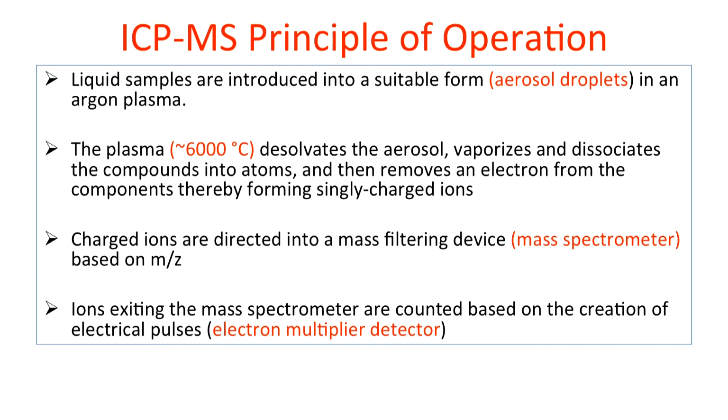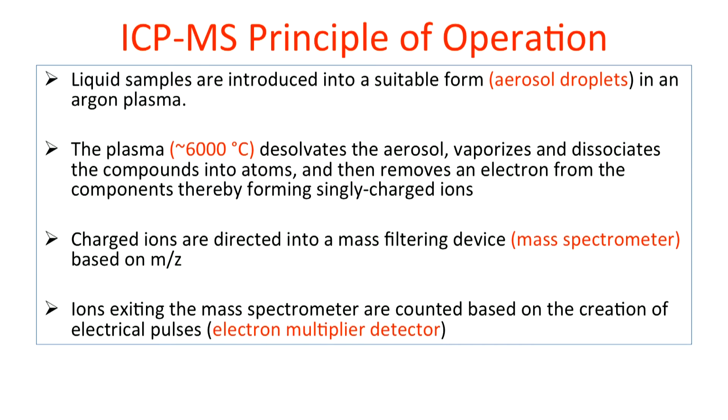So this is the basic principle of operation of the ICPMS. First, your liquid sample, usually aqueous, is introduced into the plasma in a suitable form, and that suitable form needs to be an aerosol. So it's a very fine mist of droplets that you're able to create through the use of a high flow of gas. Then these aerosol droplets go to a plasma.